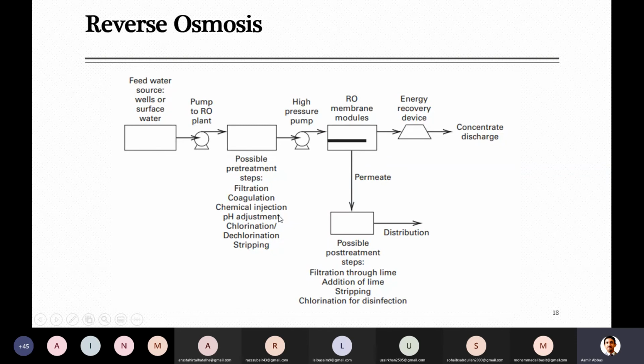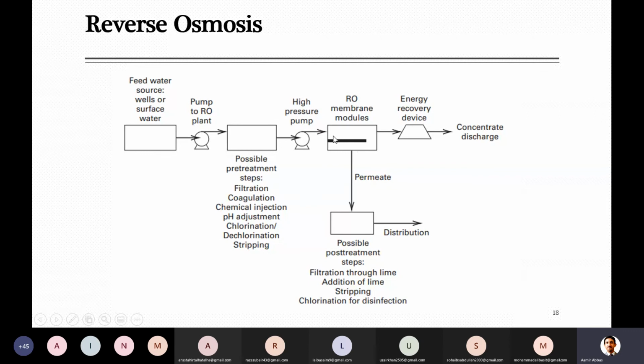For example, pH adjustment: let's say you have a polyamide membrane and the pH of the water you want to treat is 8. Polyamide can sustain that pH of 8, so that can be used there. So these preliminary units are installed based on the requirement, and that depends on the quality of the water, its composition, which species are there that should be removed, and which can be damaging for the membrane and so on.